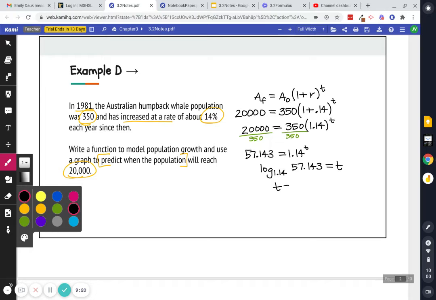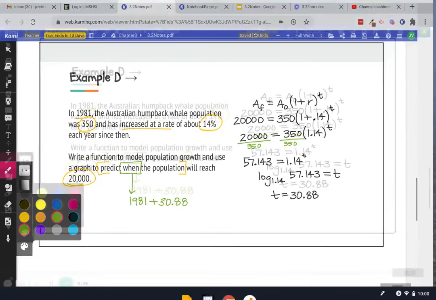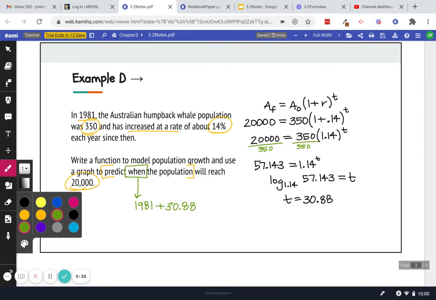So T equals 30.88 years. Since this question is asking when, we might want to really be careful and say, hey, 1981 plus those 30.88 years will take us to, what would that be? 2011.88, so 2011 to 2012, somewhere in there.